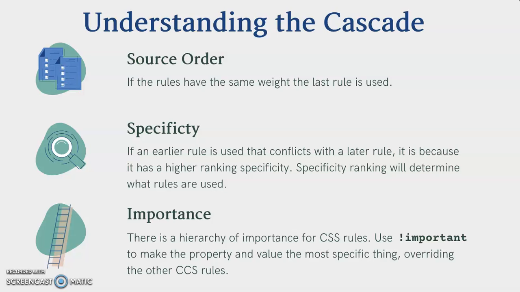Specificity ranking will determine what rules are used. Also, we need to note importance. There is a hierarchy of importance for CSS rules. Using the declaration important to make the property and value the most specific thing, it will override all of the other CSS rules.